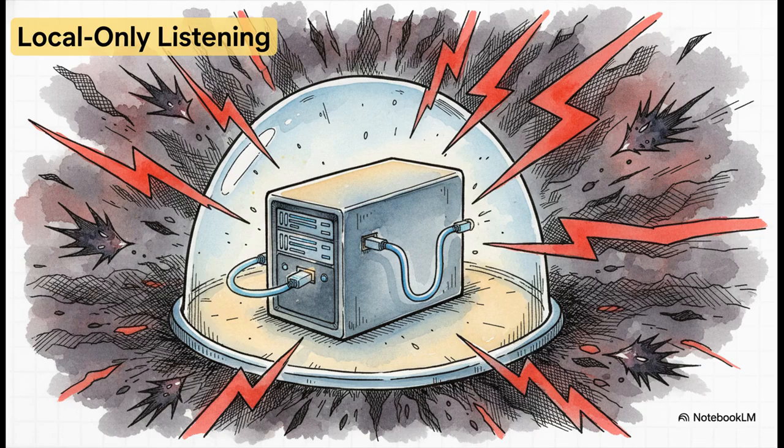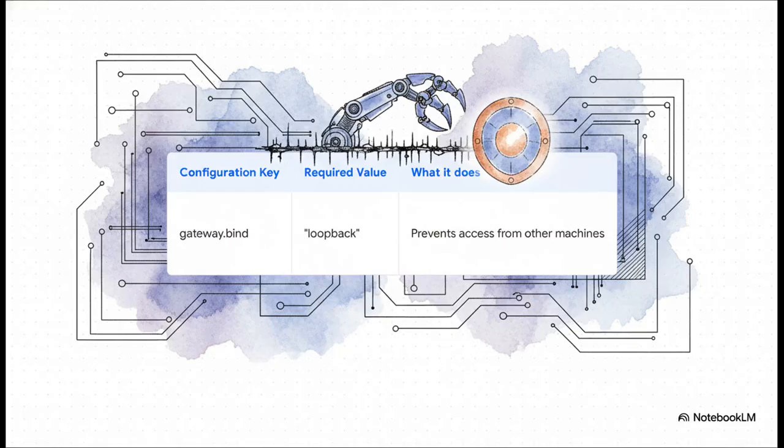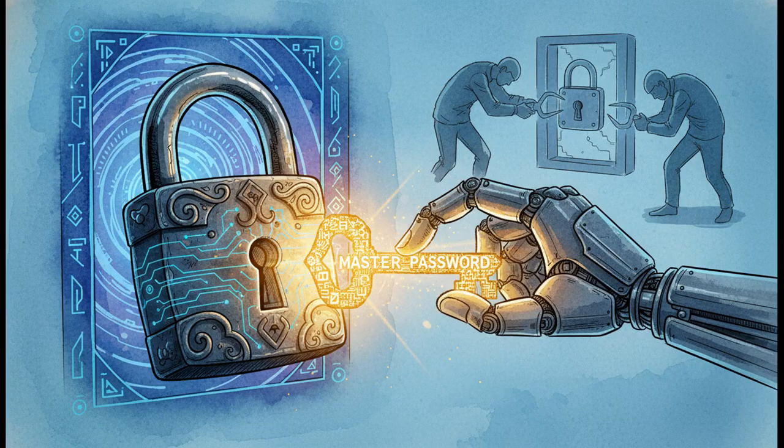It should only, and I mean only, listen to requests that come from the exact same machine it's running on. And you know what's great about this? Look how simple the fix is. You just go into your configuration file, you find the key called gateway.bind, and you set its value to the string loopback. That's it. That one little change prevents anyone else on your network from even knowing your agent is there.